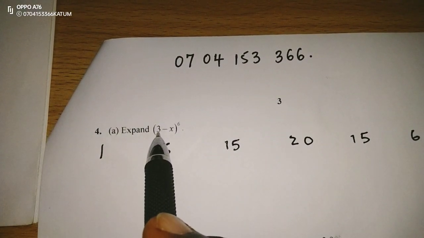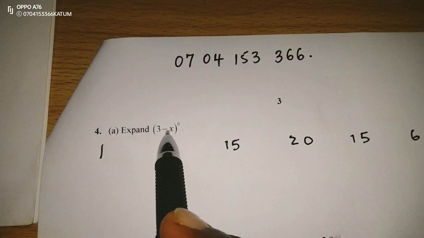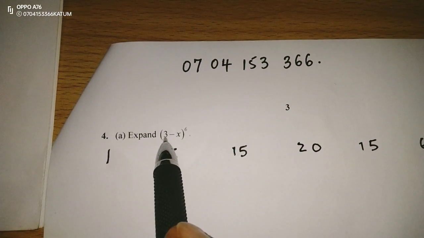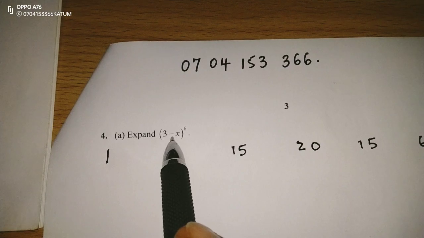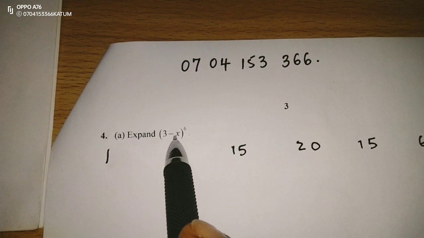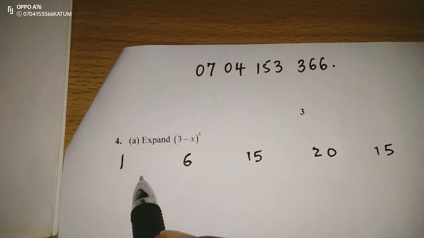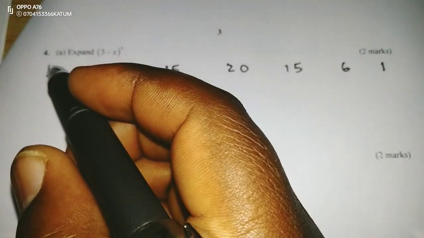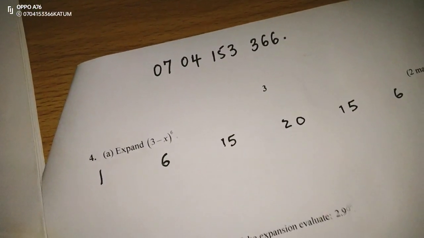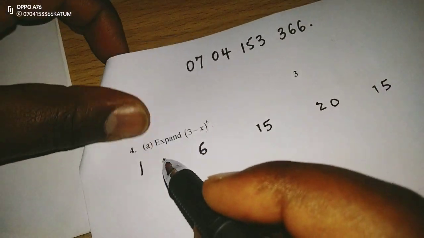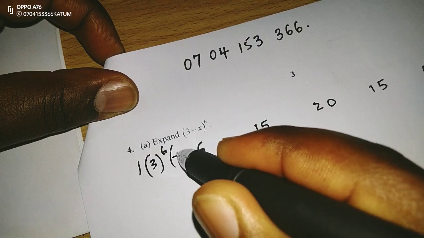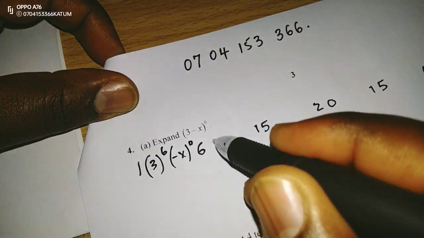Remember, in the expansion, 3 should begin with power 6 and negative x with power 0. Then, as the powers of 3 decrease from 6, those of negative x should increase from 0 in the subsequent terms. Therefore, in the first term, we are going to have 3 raised to 6, but negative x to 0.